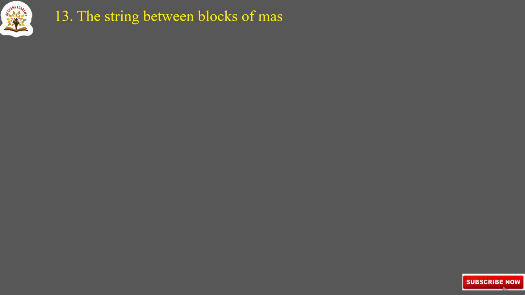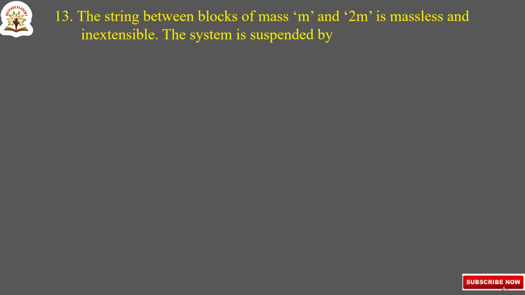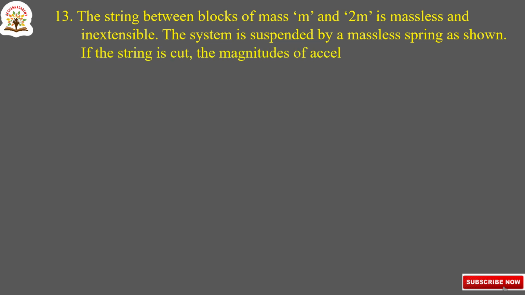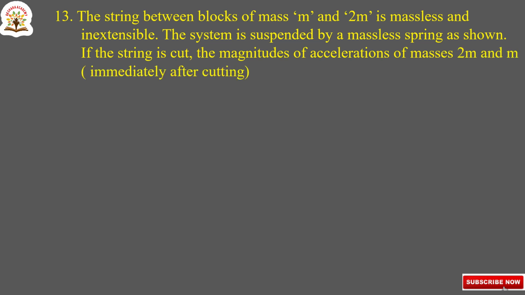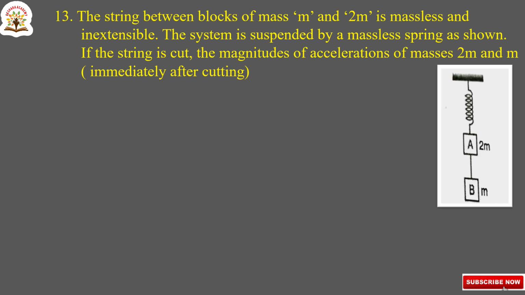The string between blocks of mass m and 2m is massless and inextensible. The system is suspended by a massless spring as shown. If the string is cut, the magnitudes of acceleration of masses 2m and m immediately after cutting. See the picture. Here this is the spring, suspended by the massless spring. If the string is cut, we have to calculate the magnitudes of acceleration of masses 2m and m.